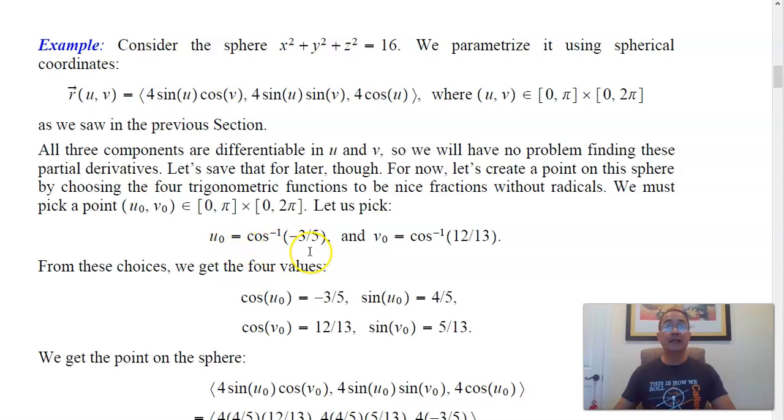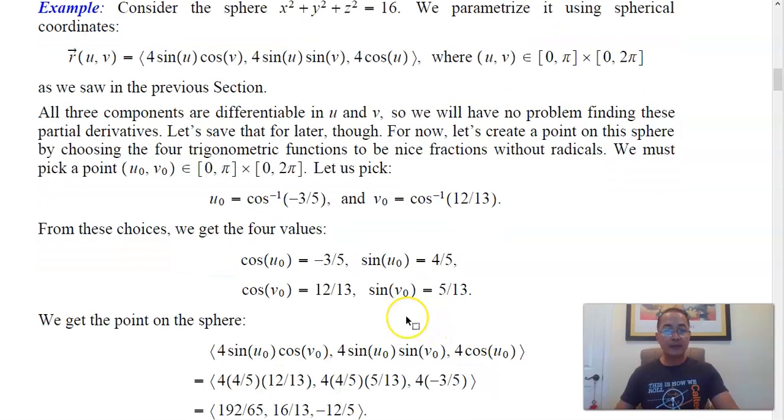Let U0 be inverse cosine negative 3/5, and V0 will be inverse cosine positive 12 over 13. So you know your trig. The cosine of this angle is simply minus 3/5. Complete the triangle. We know the sine is positive 4/5 because we're in the second quadrant, where the sine is positive. Similarly, complete the triangle for 12 over 13. So the cosine is 12 over 13. The missing side is 5. We're in the first quadrant, so the sine is also positive 5 over 13.